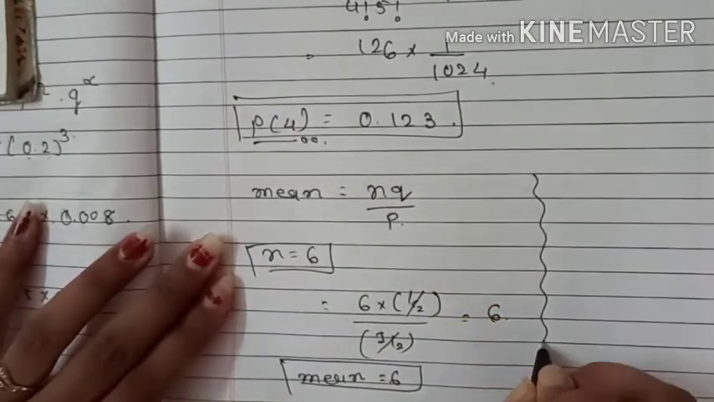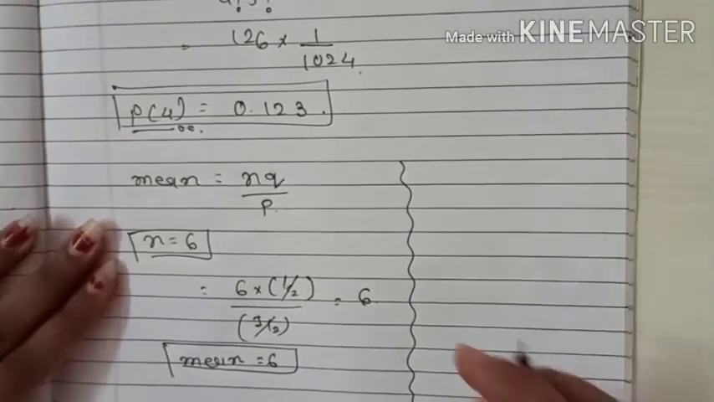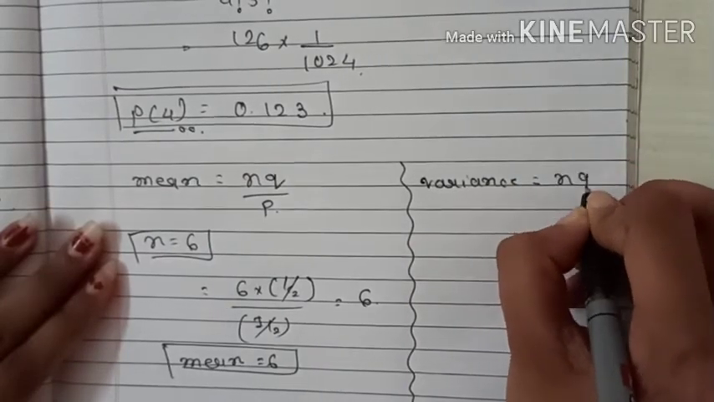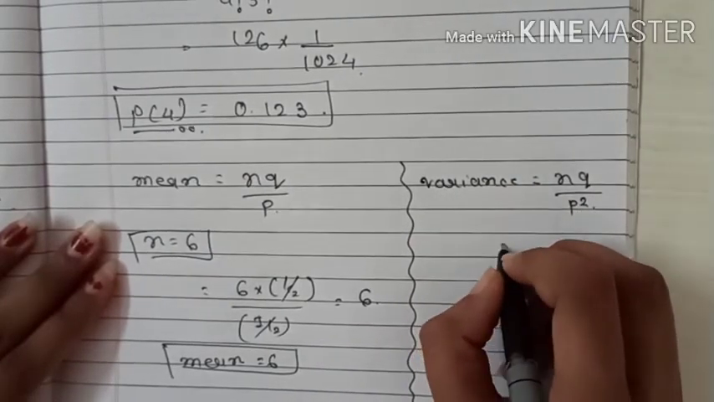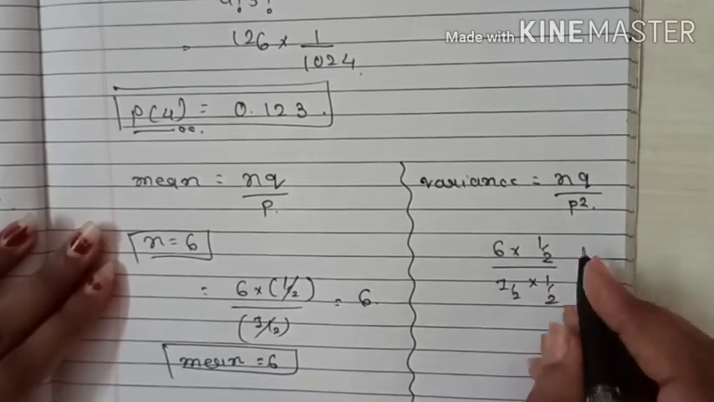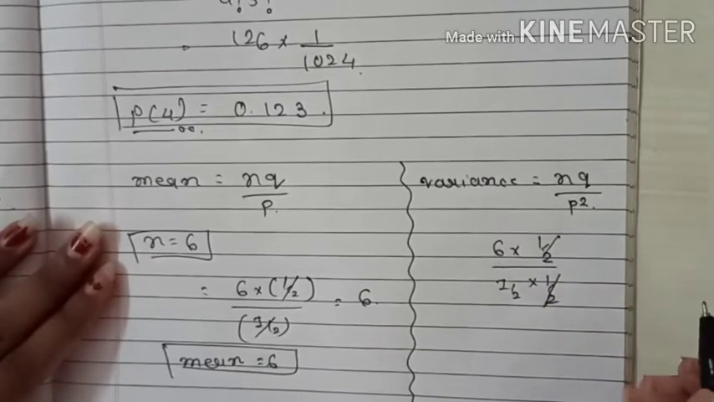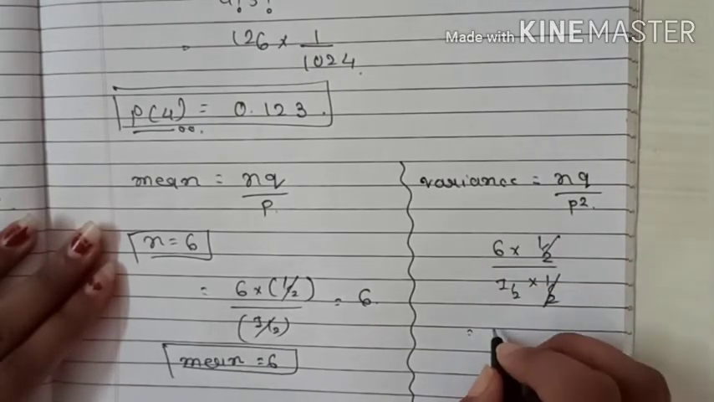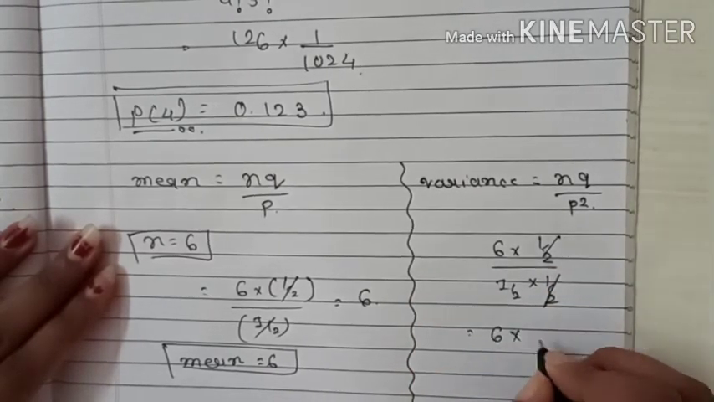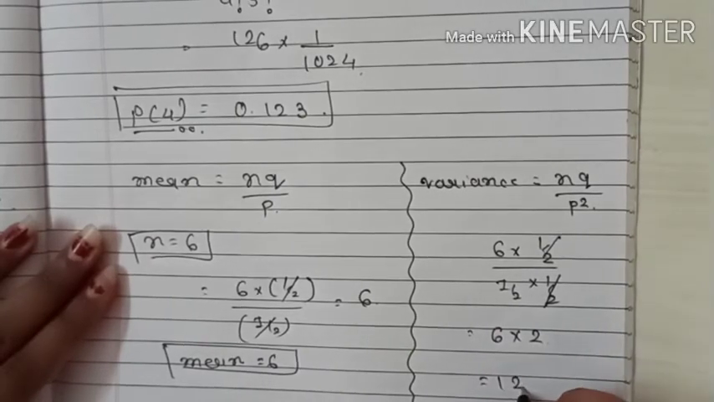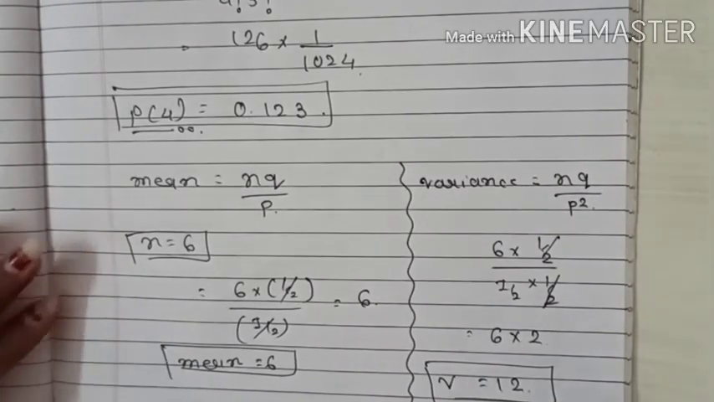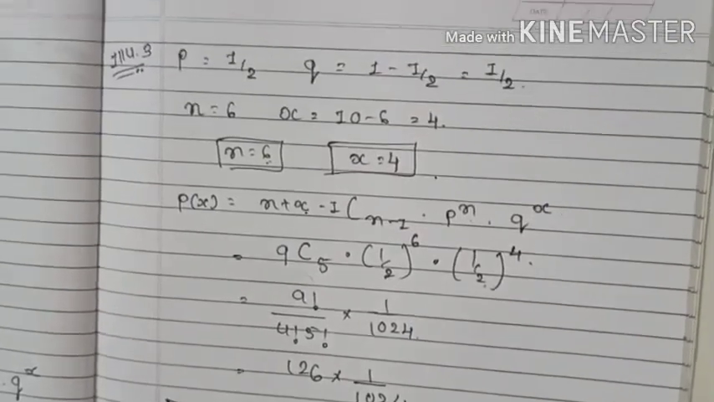Similarly, we are calculating variance. So variance is equal to nq upon p square. So 6 into 1/2 upon 1/2 into 1/2. 1/2 cancels. So we have the denominator go to the numerator. So 6 into 2, 12. So variance is equal to 12. Right? That is illustration number 3.